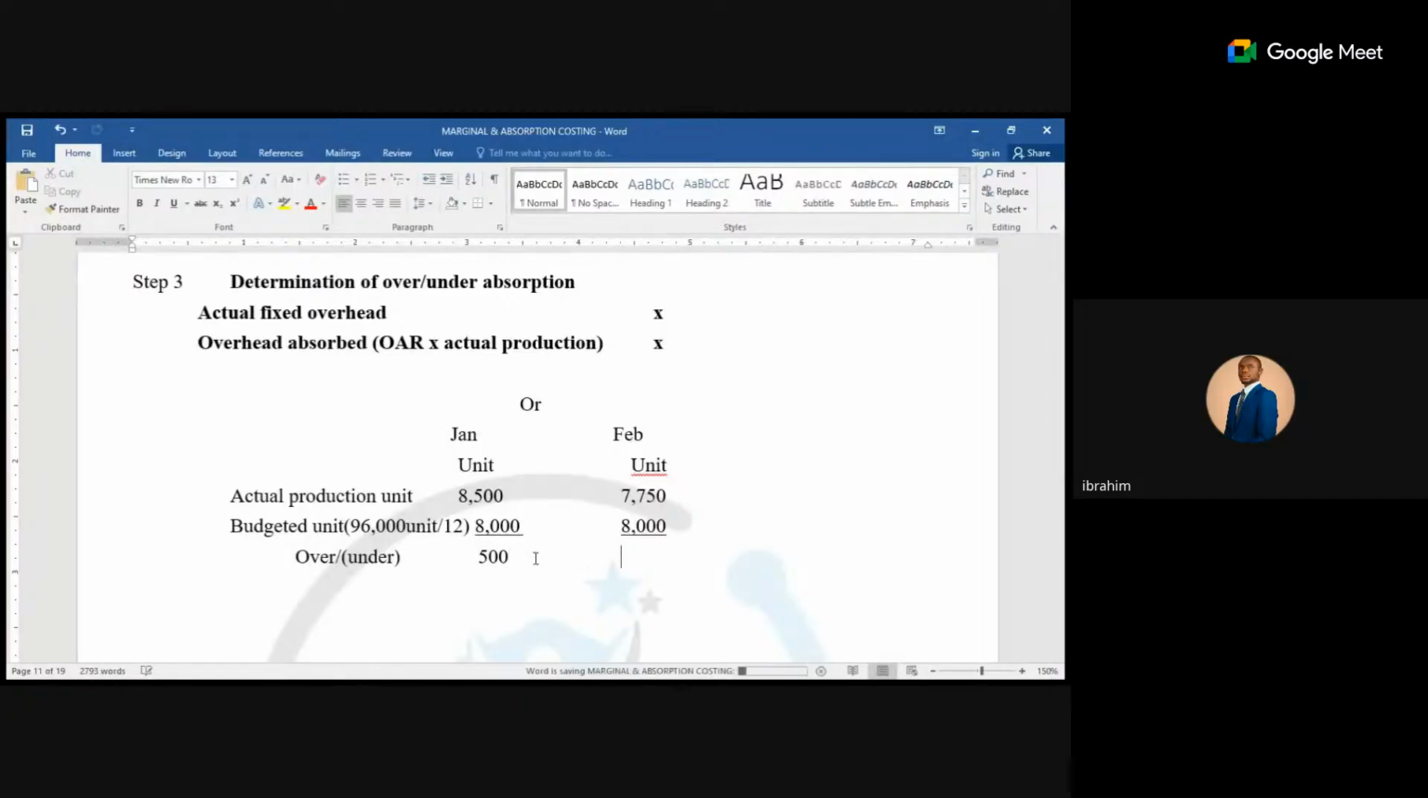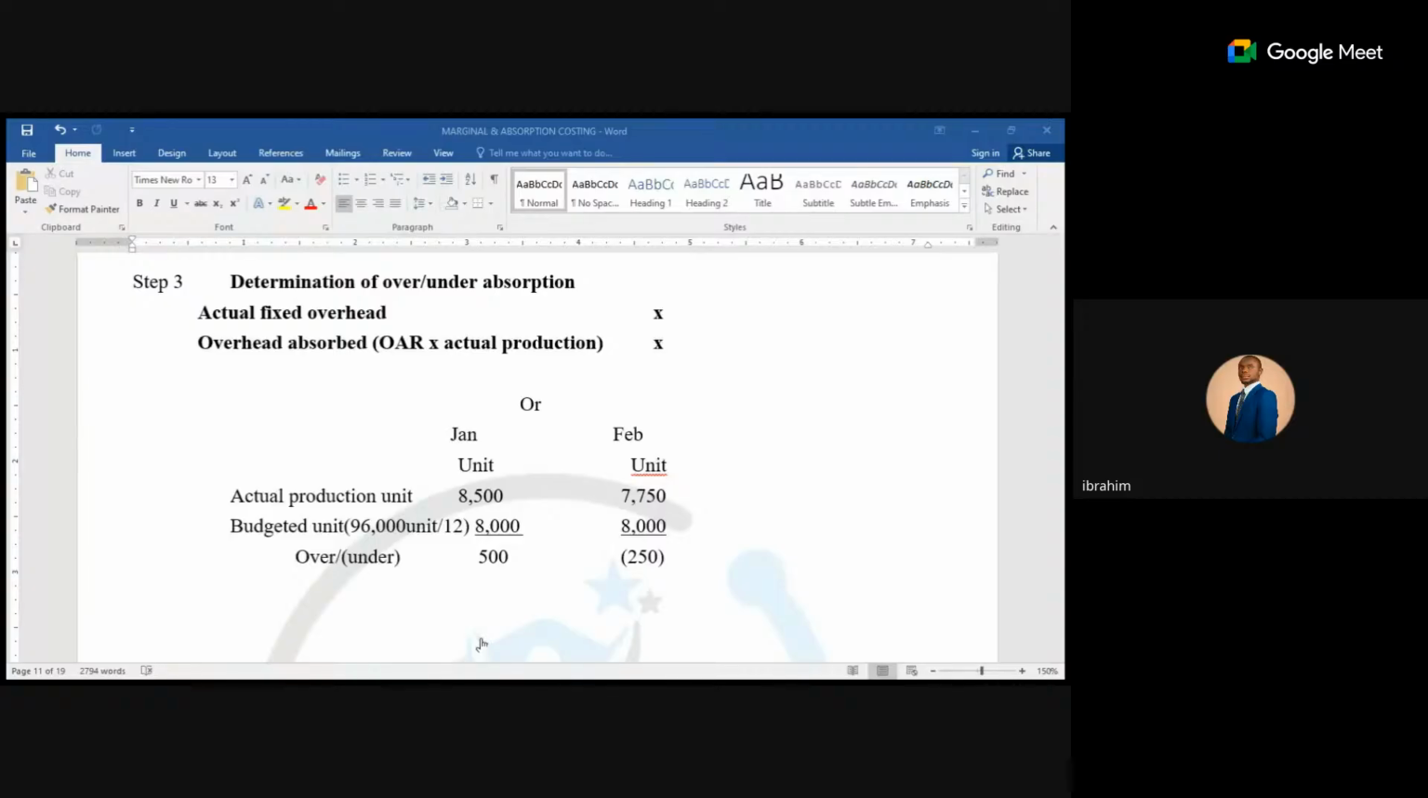So what is the difference? This is 250 units, 250 in brackets, because we've already budgeted to produce 8,000. We've already budgeted for the cost as well. Produce 8,000, then you now produce 7,750. Now the question is, who will pay for the cost? You did not produce, so who will pay for it?